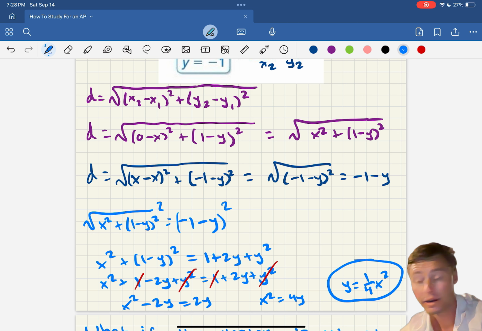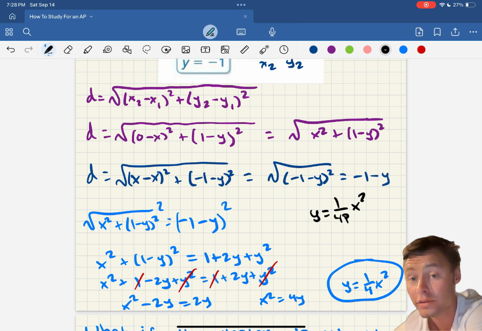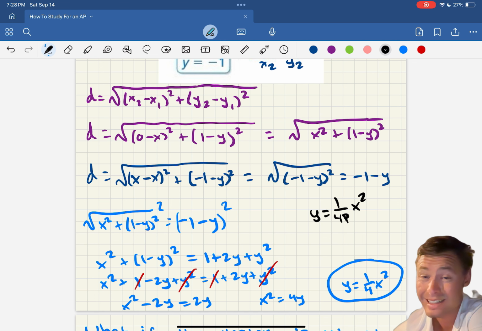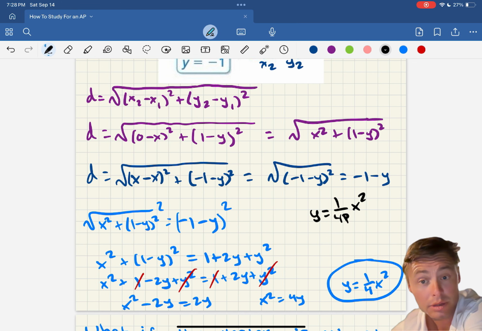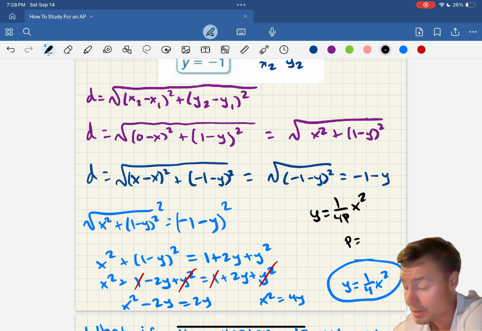There's my equation there. And now, if you remember our original equation, which was y equals 1 over 4p x squared, that's the general form, where p represents the distance from the vertex to the focus or from the vertex to the directrix. We can see here that our p-value must be 1 because 1 times 4 is 4, so that's how you get 1/4 x squared.